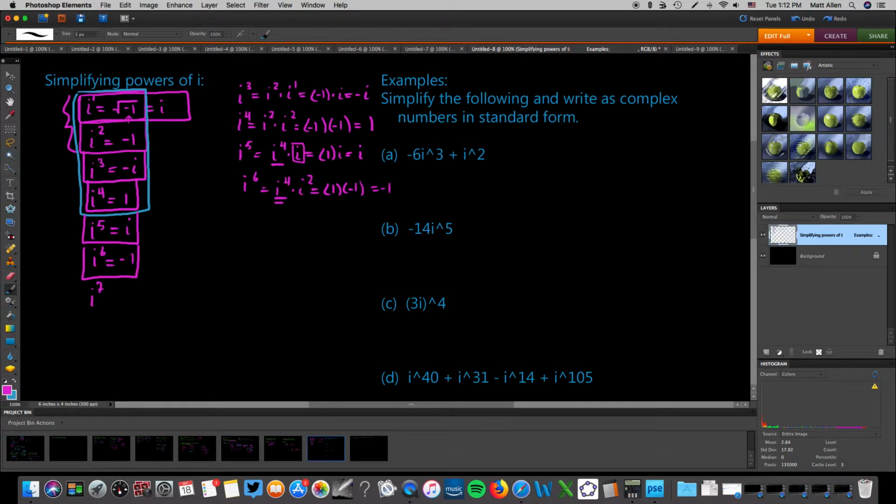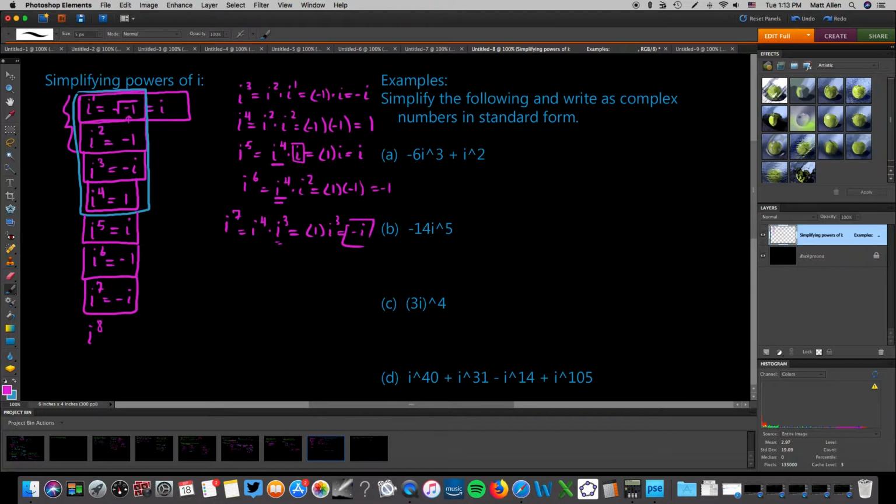i to the 7th would be the same thing as i to the 4th times i to the 3rd. Using what we've already known from up here, i to the 4th is just 1, and so we really can just neglect that. Anything in a product with 1 is itself, so we're really just going to get i cubed. But i cubed at the same time is -i. It is this thing right here. So i to the 7th is the same as -i.